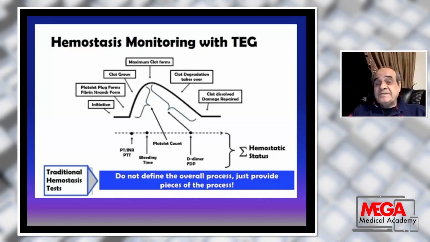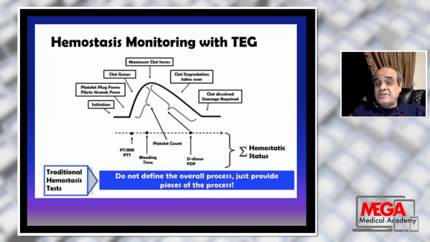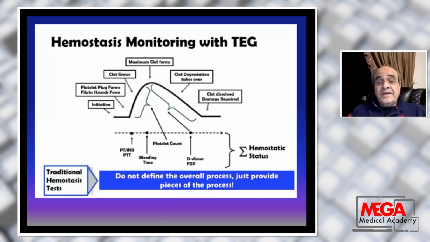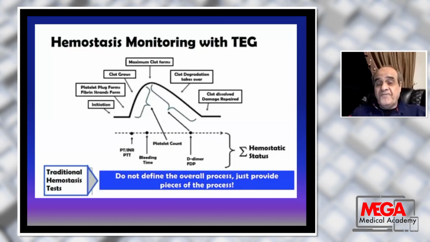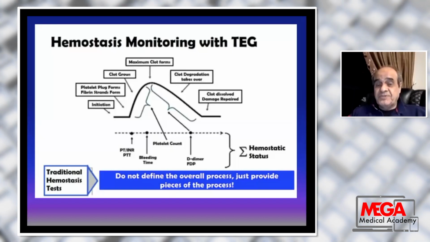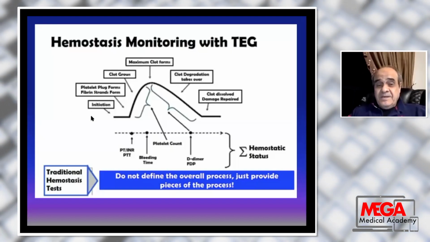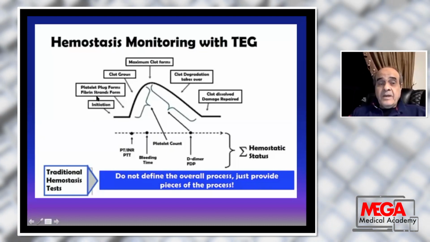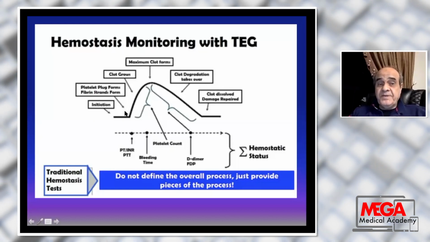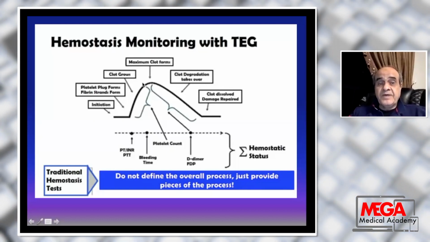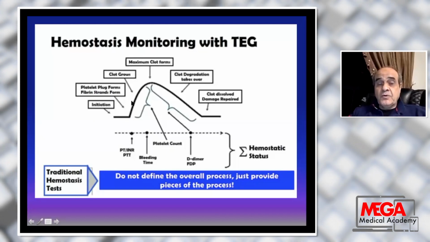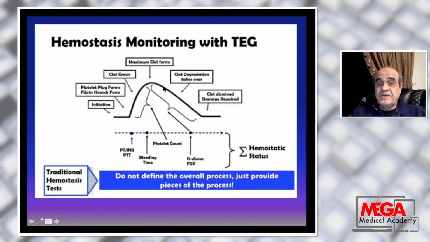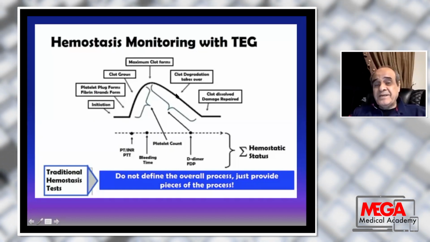Hemostasis monitoring with thromboelastogram, or thromboelastography, depends on a series of processes which take place. It is not one process. It starts first with initiation of the coagulation, as we know, and a platelet plug is formed, and the fibrin strands start to lay down on it. After that, the clot grows through clotting factors till it reaches maximum clot formation, and then starts to degrade, or fibrinolysis.